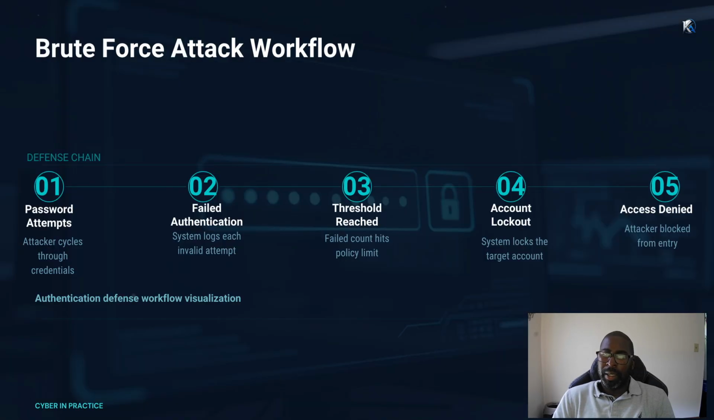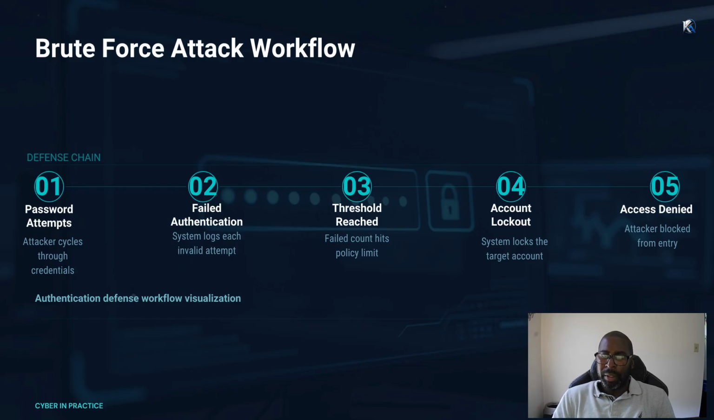This workflow demonstrates how authentication defense responds during a brute force attack attempt. First, an attacker begins repeatedly testing password combinations against a targeted account. As those failed passwords are submitted, the authentication system logs and tracks each invalid login attempt. Once the number of failed attempts reaches the configured security threshold, the account lockout policy activates automatically. At that point, the system temporarily blocks additional authentication attempts and prevents the attacker from continuing password guesses. This defensive process helps reduce automated credential attacks and strengthens overall authentication security.